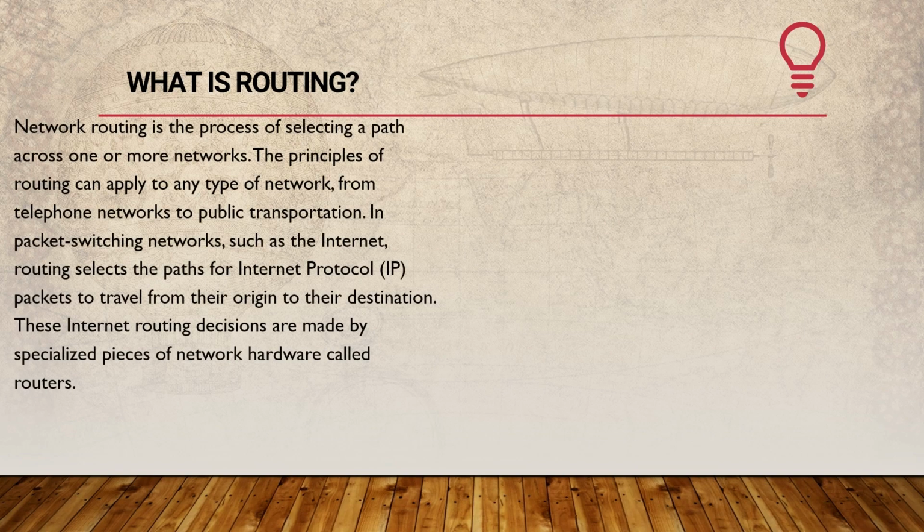Today we are going to discuss routing. What is routing? Network routing is the process of selecting a path across one or more networks. In networking, there are multiple broadcast domains, which are different networks. If I want to reach from A network to B network, how do I reach? That path determining is routing. That path selecting is routing.